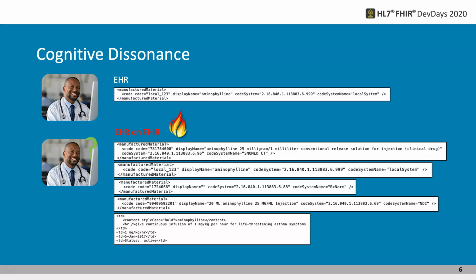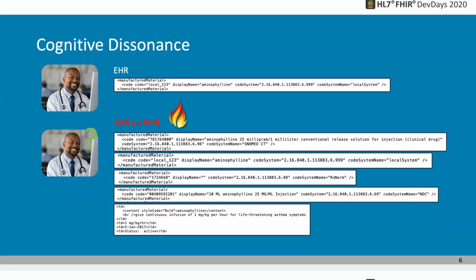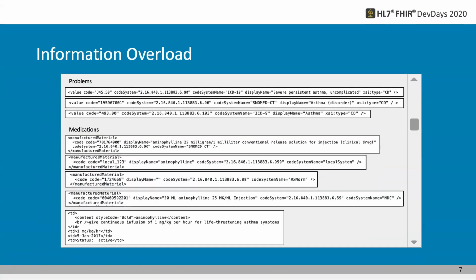To act on the data, the doctor needs to recognize it for what it is. In other words, actionable data must be clear. And it's not just medications. Here we are looking at the same problem coded 3 different ways. We can easily see how difficult wading through these mounds of data would be.